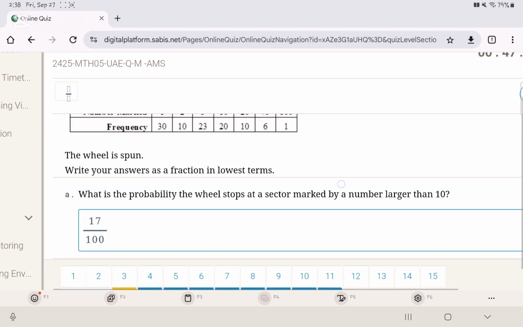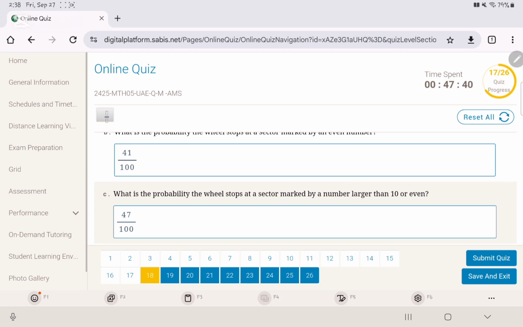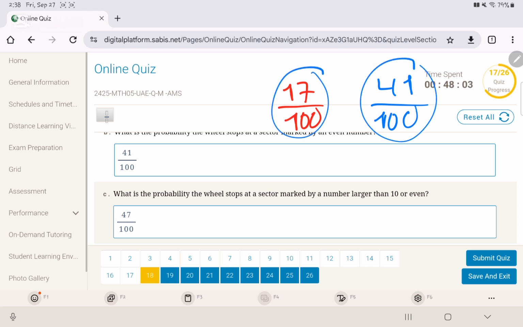Now, if we do it another way, this one is a really nice way as well. We already have the probability of greater than 10, which is 17 over 100, and the probability of even, which is 41 out of 100. So they need a number larger than 10 or even. So we're going to add them: 17 out of 100 plus 41 out of 100.